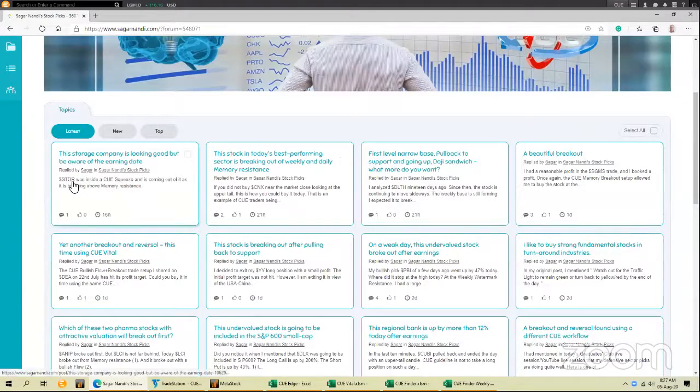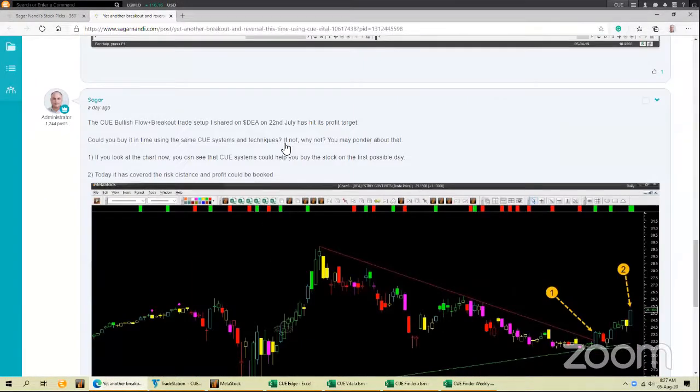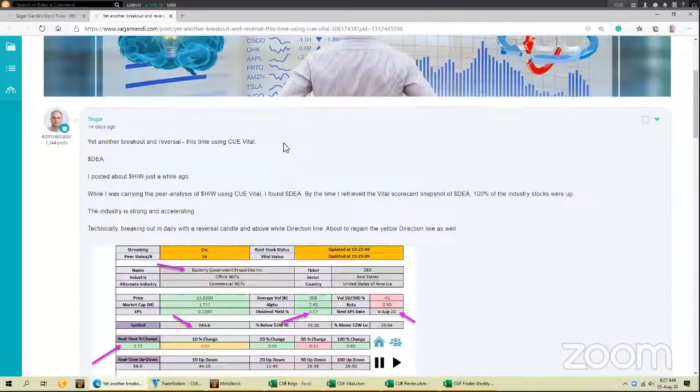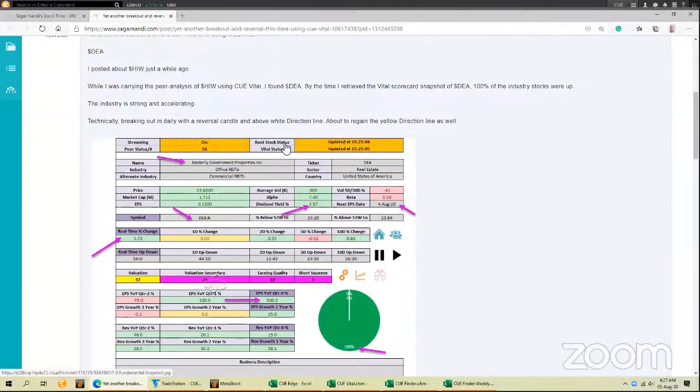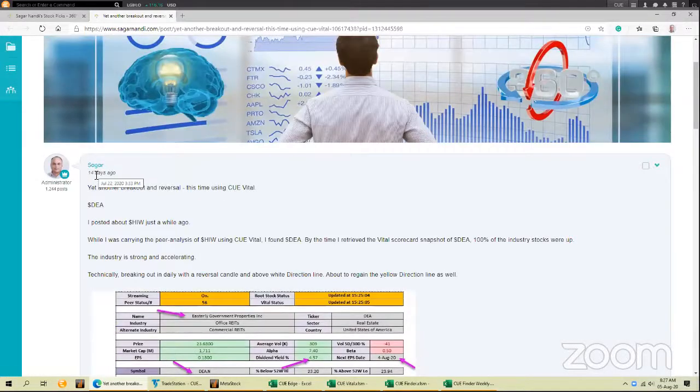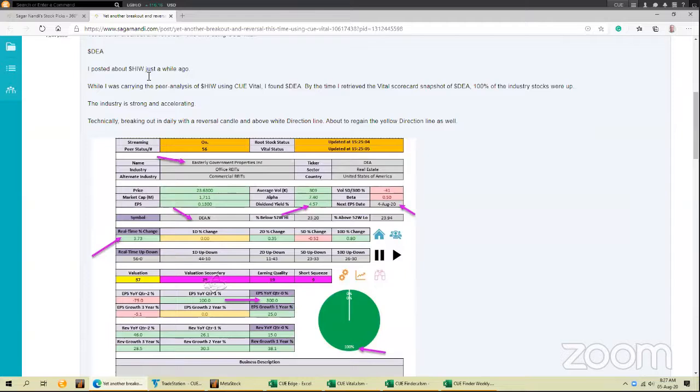Let's look at another one. No, we can choose STOR. I'll come back, I shared it yesterday. DEA. See another breakout trade. By the way, these breakouts are not breakouts with a big stop loss. They are with a narrow stop loss. Otherwise, I don't like to take them. DEA, I shared it 14 days ago. By the way, around that time, I shared HIW. I think HIW was also a breakout trade. We may look at that. Let's look at DEA first.